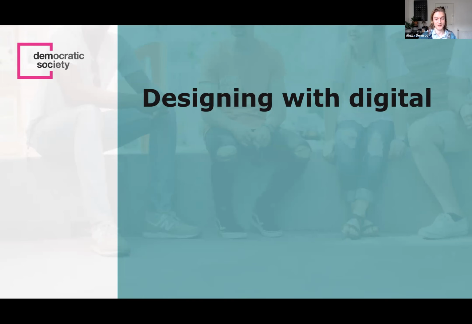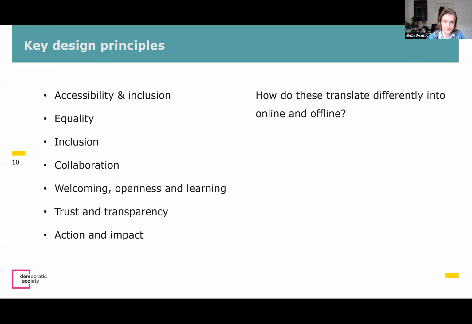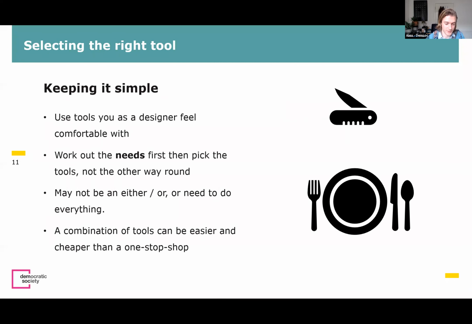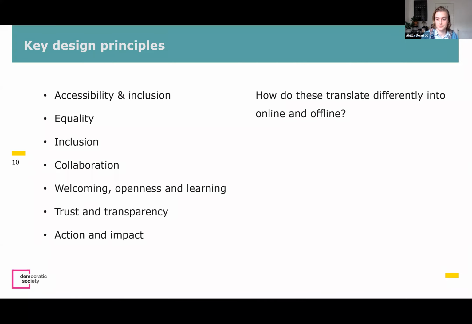Next section is on design and digital. So thinking about what these opportunities and barriers mean for how you might design a digital process. It can be helpful sometimes to think about how you might go about organizing a physical event to engage citizens, and then think about how that might translate into a digital environment.